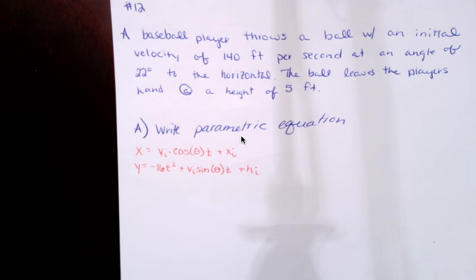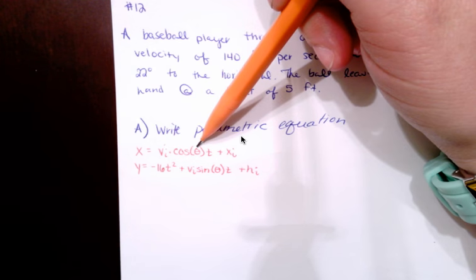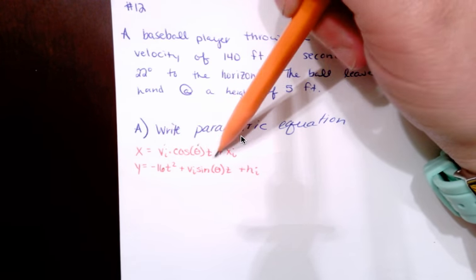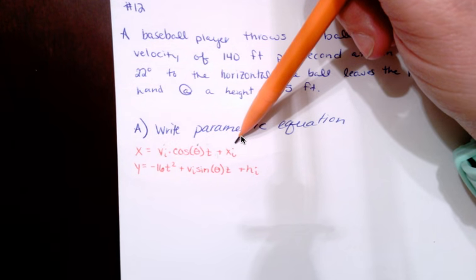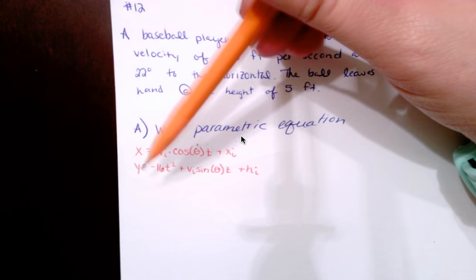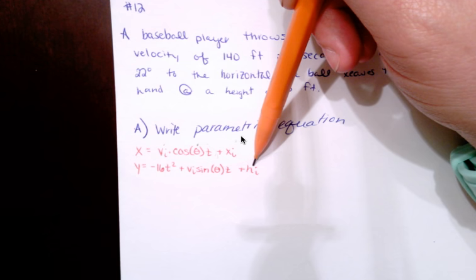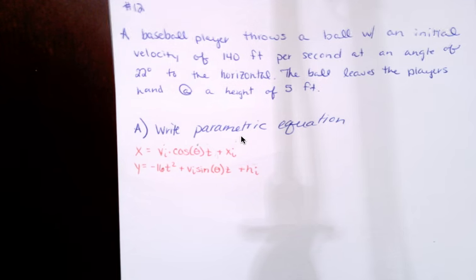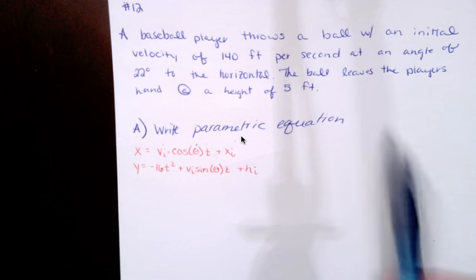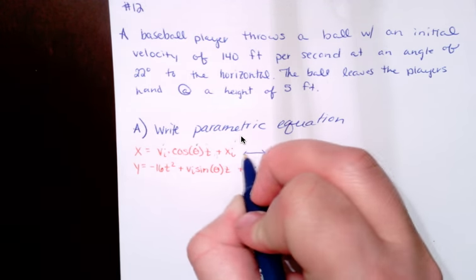Well, we know it's not going to be a linear one because gravity's going to affect it. So we know we're going to have to use these equations, which will be given to you on your exam. So remember, V sub I stands for your initial velocity, theta stands for your angle, t stands for time, X sub I stands for your initial horizontal distance, and H sub I is your initial height. So when I'm writing this equation, you're going to use what's given to you up here.